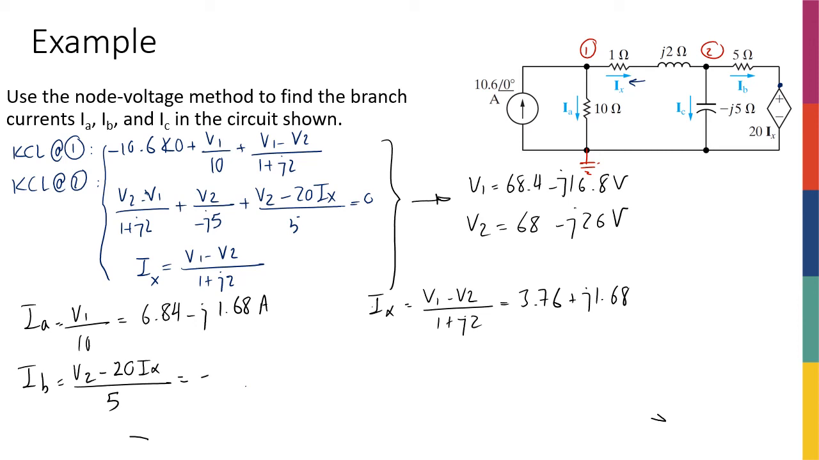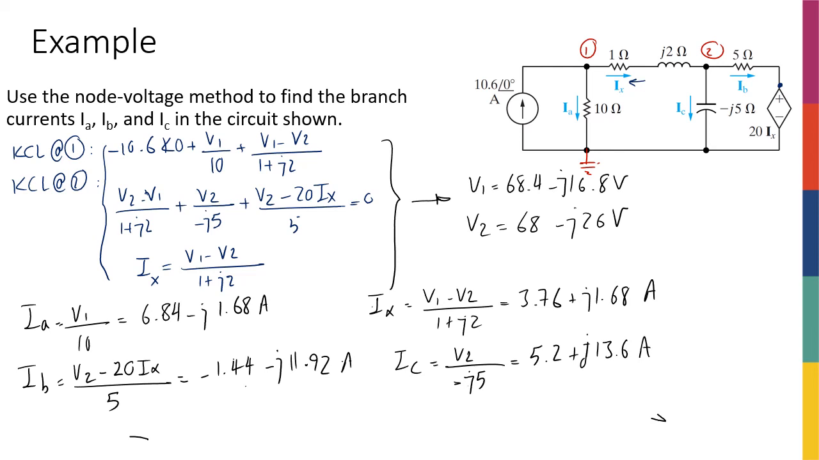I'm going to get negative 1.44 minus j11.92, and this is in amperes. Last one is IC, which is the current that is flowing through the capacitor. So it's just V2 divided by negative j5. So it's going to be 5.2 plus j13.6 amperes.